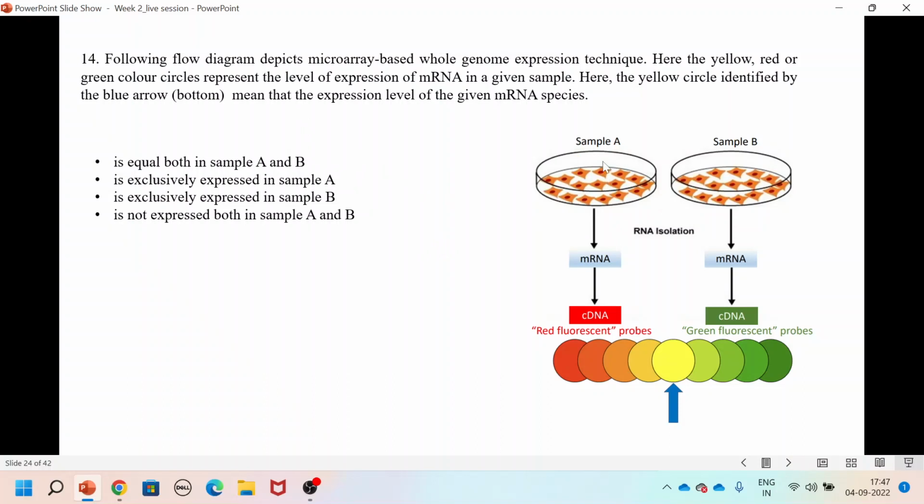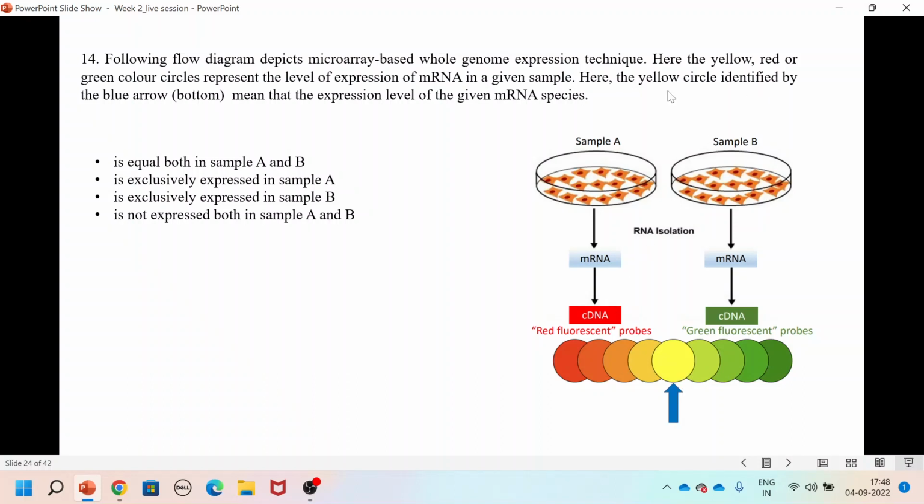This is the flow diagram which depicts the microarray based whole genome expression technique. Here, the yellow, red, or green circle depicts the level of expression of mRNA in a given sample. When it is very high, it shows the red. When it is down regulated or not very high, then it is green. And when it is equal in both the samples, it is yellow.